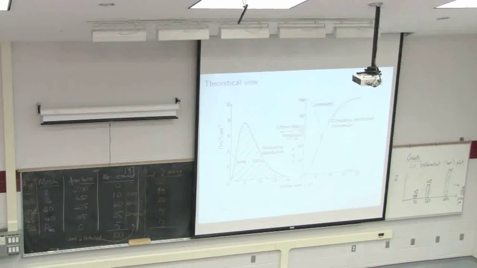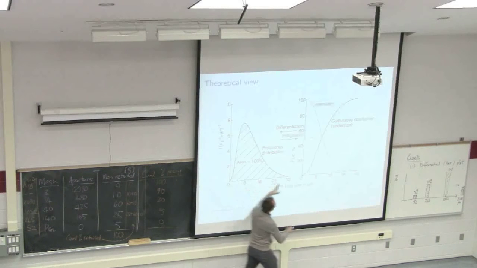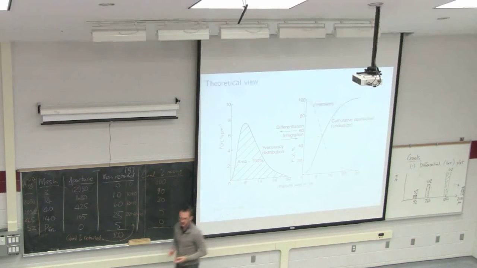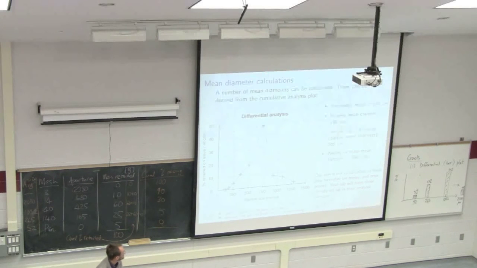Okay? A bimodal distribution shows up very clearly in this sort of plot, but in a cumulative plot, you just see a small bump, but it's not obvious what's going on. So differential plots are helpful to see that.